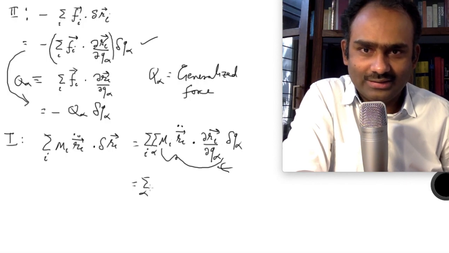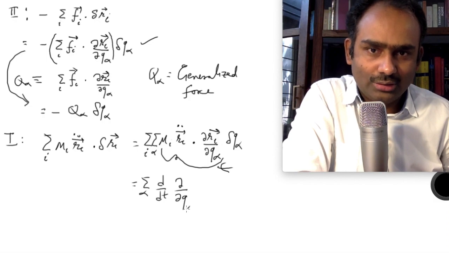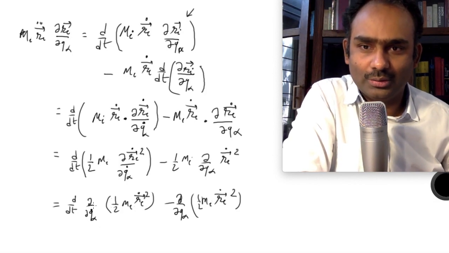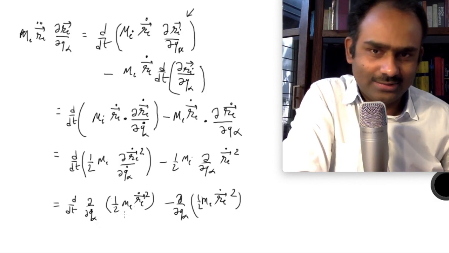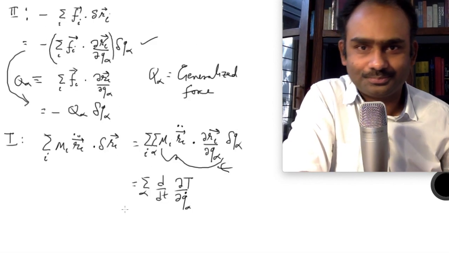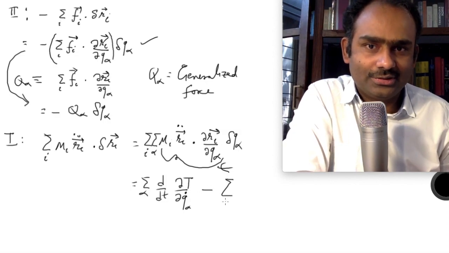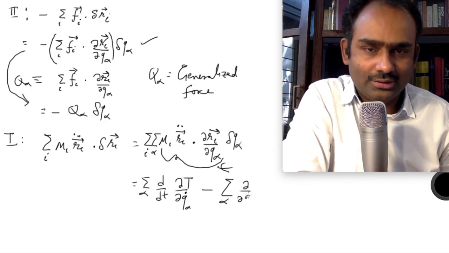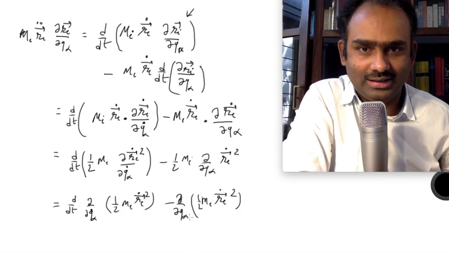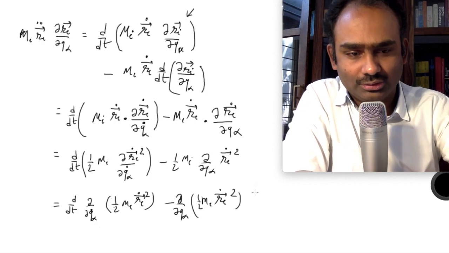Here, d over dt, del over del q alpha dot times T. See again carefully, d over dt, del over del q alpha dot, and the sigma i, this thing is the total kinetic energy of the system, which I denote by T. That is good. And then you have one more term, summation over alpha, del over del q alpha T. Check it again. This is del over del q alpha, the minus sign here, and T, summation over all the particles. So that's the total kinetic energy of the system.